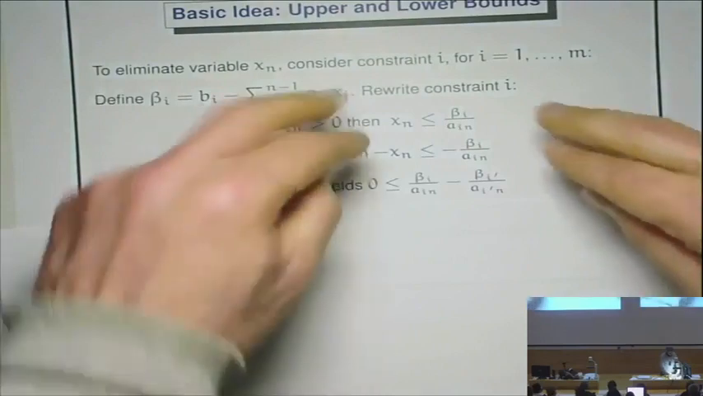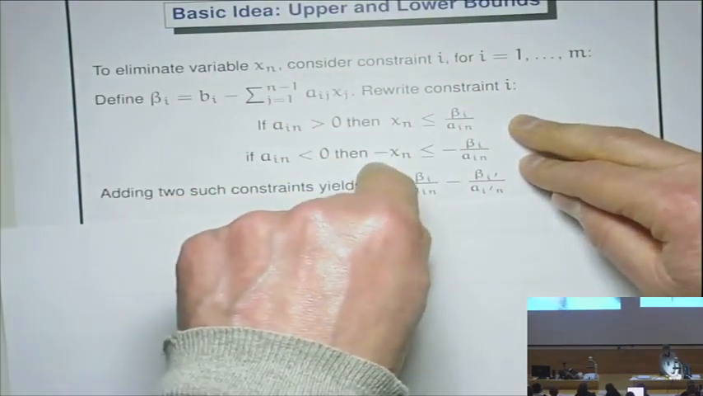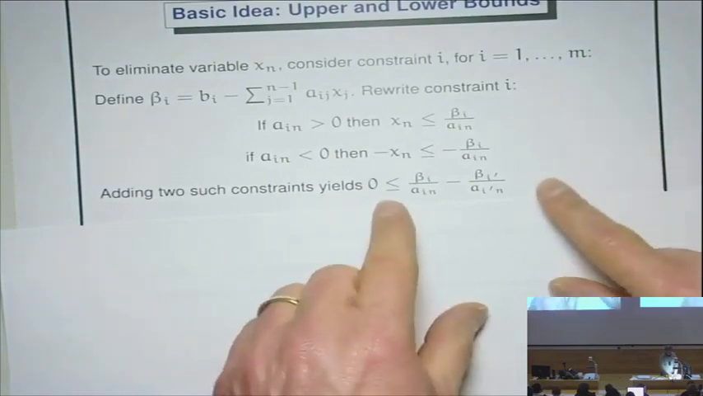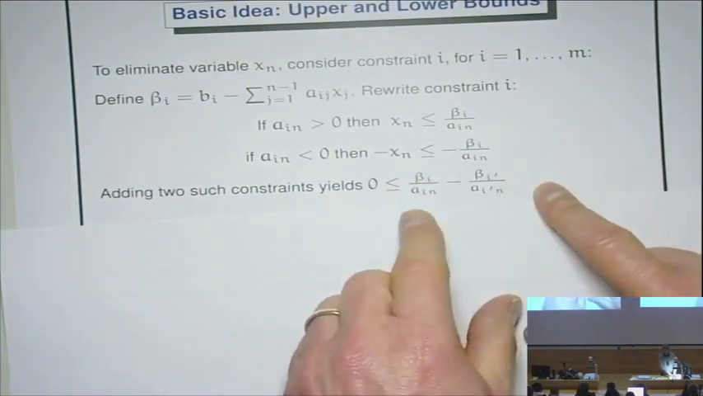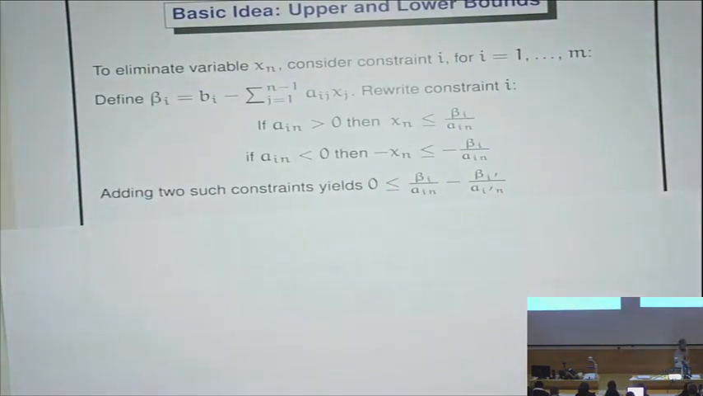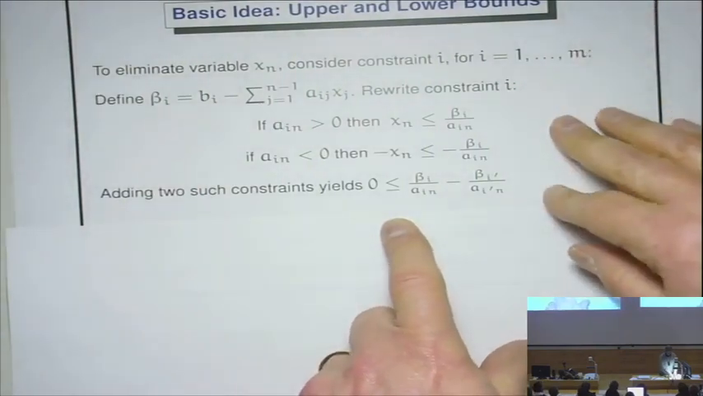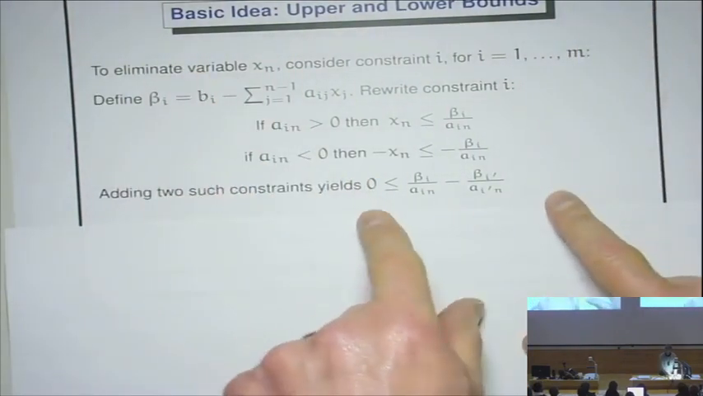Now, if you add these together, the xn's will cancel out, which is the whole point. And now we have a constraint in n minus 1 variables. Do every combination of this, and we have certainly eliminated xn. There is some theorem or other, which is not very complicated, that proves that this is clearly a sensible thing to do, that everything we are doing here is logically correct.